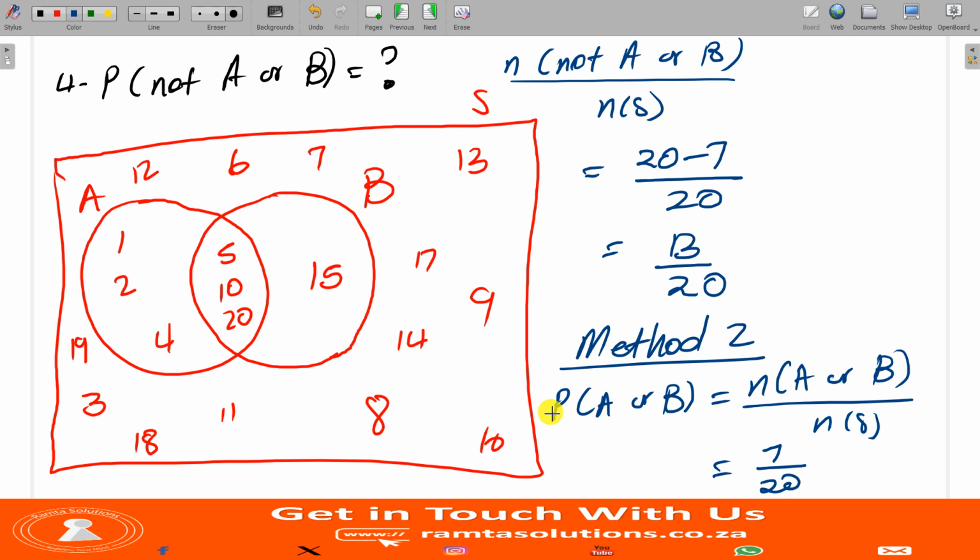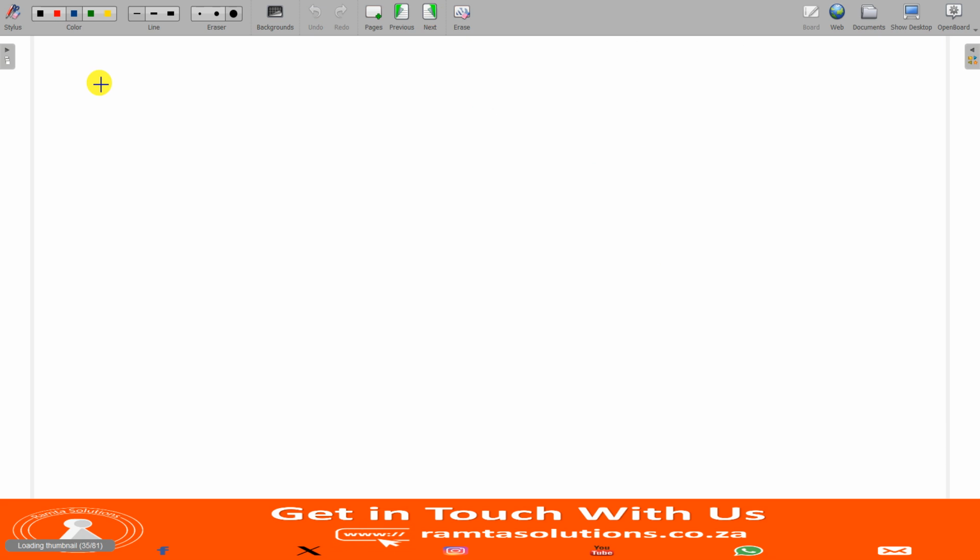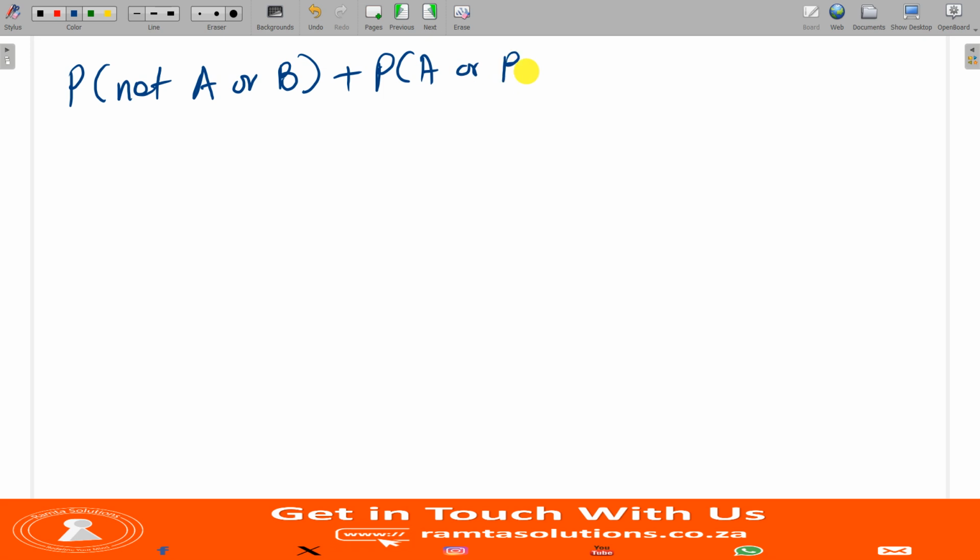Okay. Now we have the probability of A or B. What do we do? It's a complement. So what do we say? We say the probability of not A or B plus the probability of A or B will be 1, isn't it? But in this case, it is not 1.